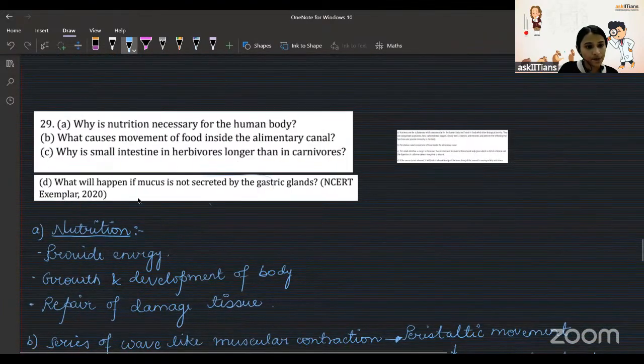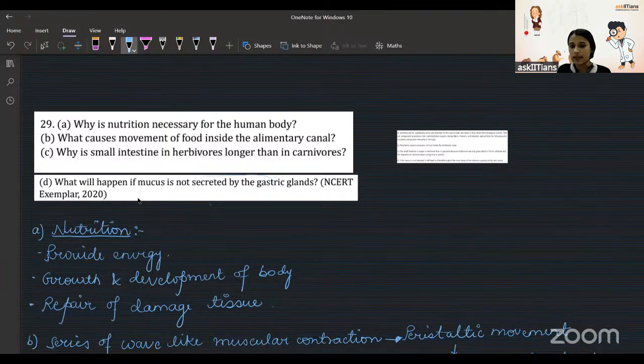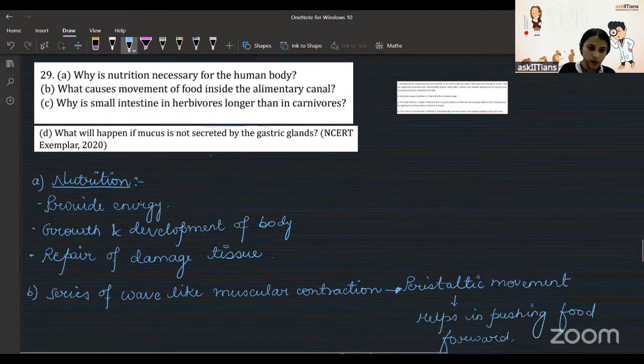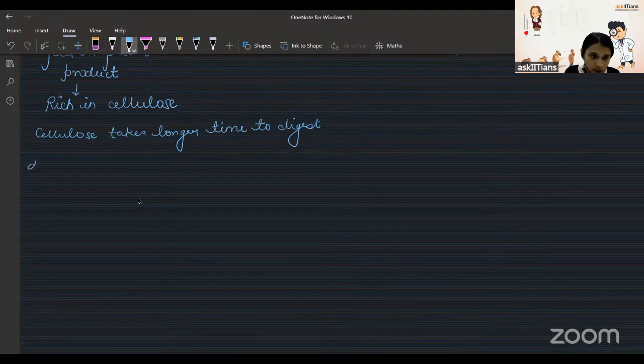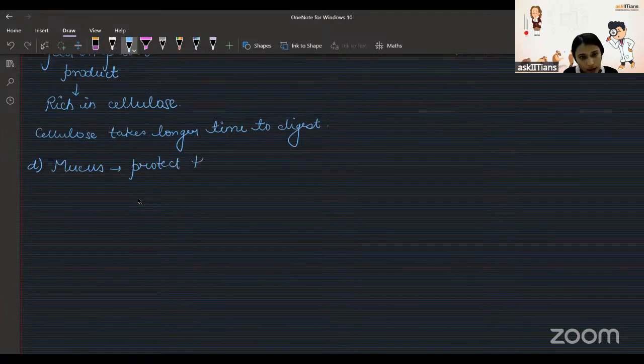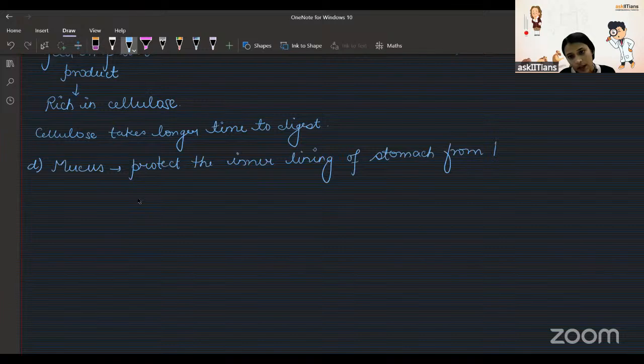Now next is what will happen if mucus is not secreted by the gastric glands? Okay. See, what is the function of mucus? So as I told you, this mucus is released by your gastric gland present in the stomach, right? And this mucus protects the inner lining of stomach from the action of HCl, because it is acidic in nature.